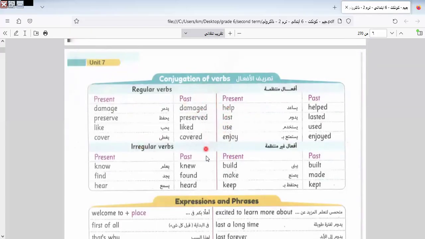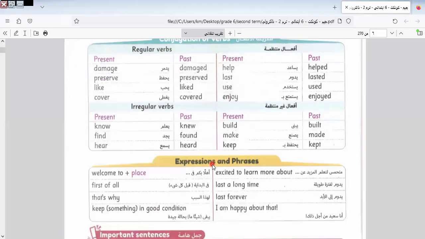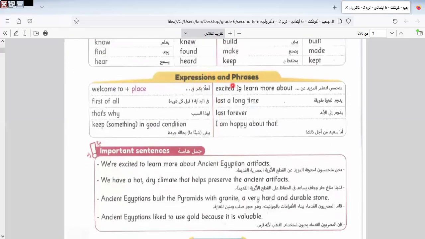Here we talk about the regular and irregular verbs. We know that with regular verbs we add ed to the verb, and with irregular verbs the verb changes completely. Here we have some expressions and phrases. Some of you are saying, Miss Iman, why are expressions and phrases important? It's important because we have a paragraph, so we must have expressions, phrases, and vocab to write a good paragraph. This is the basis to write a good paragraph.